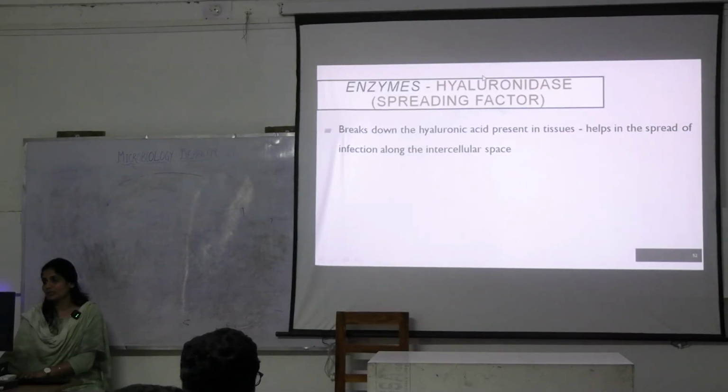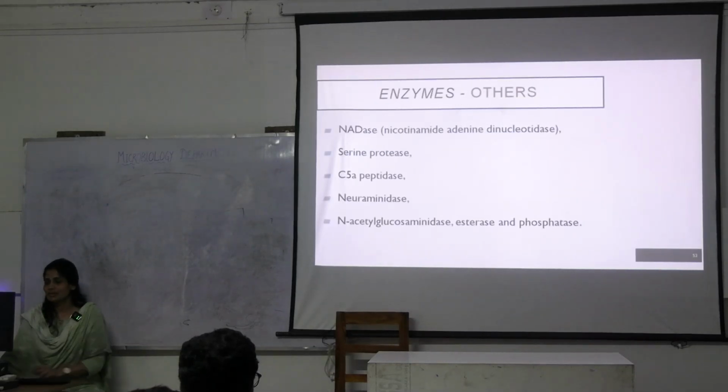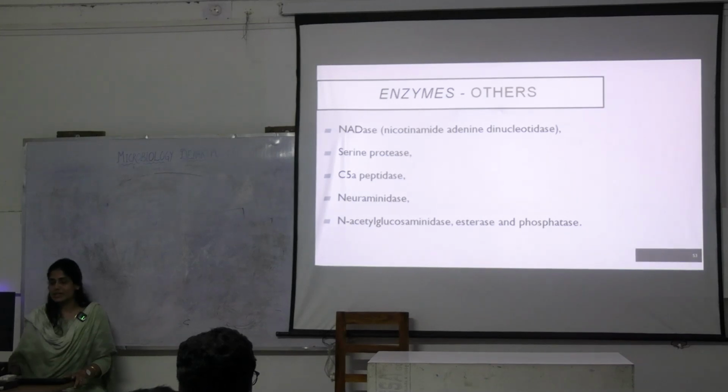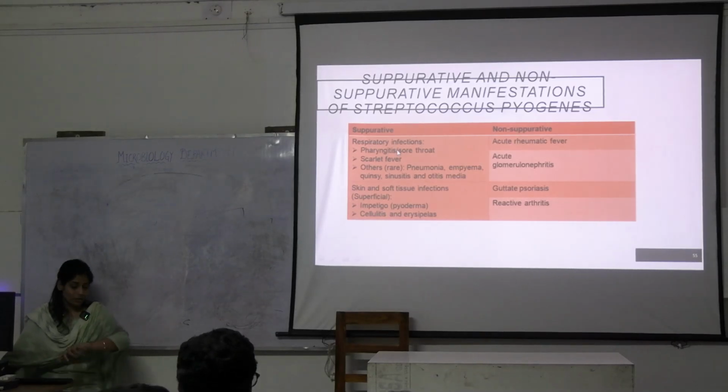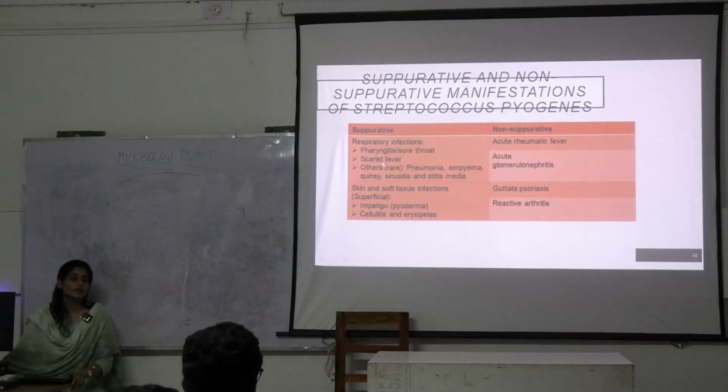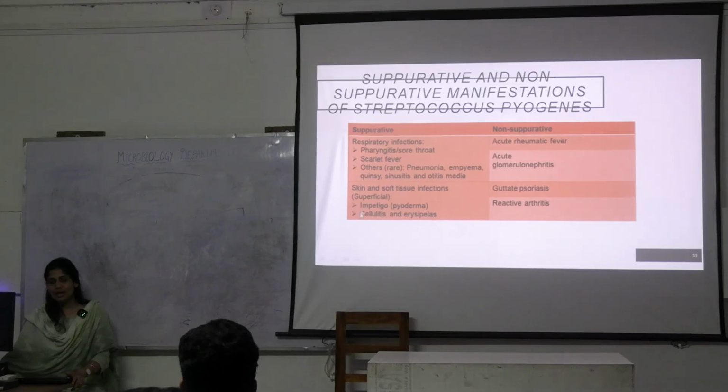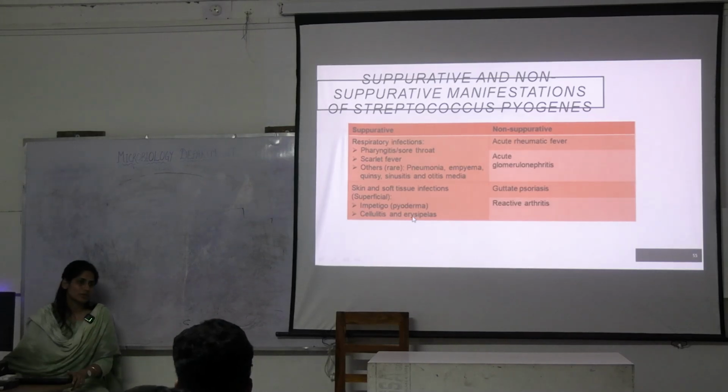This one I told you, hyaluronidase. These days girls are using it on their faces. Certain other enzymes, they all are responsible for tissue destruction. What are certain suppurative infections, manifestations that streptococcus can cause are pharyngitis, we saw, scarlet fever, mostly in children, and impetigo patient we saw in the staphylococcus, and cellulitis or erysipelas.